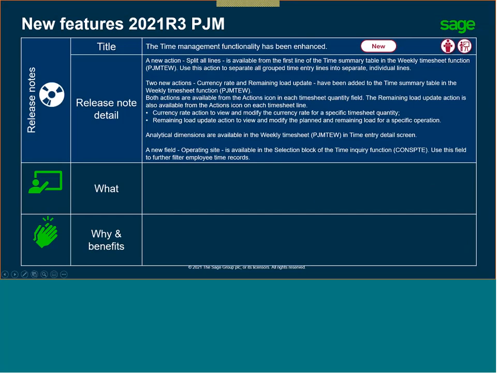Okay, the second new enhancement, which is several different things for the time management. The first one is split on lines. So in the weekly timesheet, when you enter the time, you can have several entry lines for the same task, for the same operations. But when you go to the screen, the system will show you only 1 line, unless you click on the split line, and then it will show the detail. It will split the lines, so you can see that you have 2 lines.